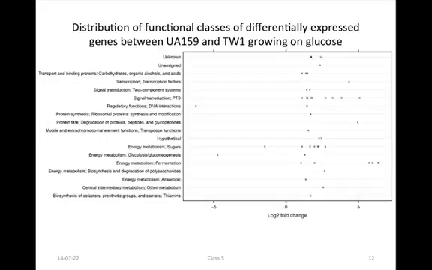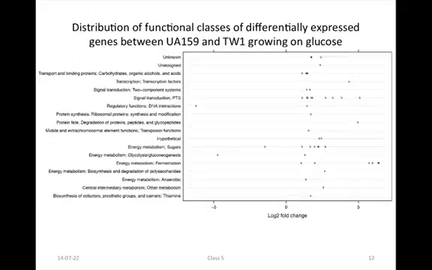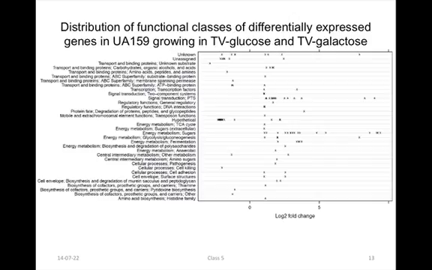Then what they do is they find out all of the classes of genes that have a large change, and there's a very long list of these genes. Same thing with their, so this is done on glucose, and then they do the same thing with glucose and galactose. Functional classes of differentially expressed genes.